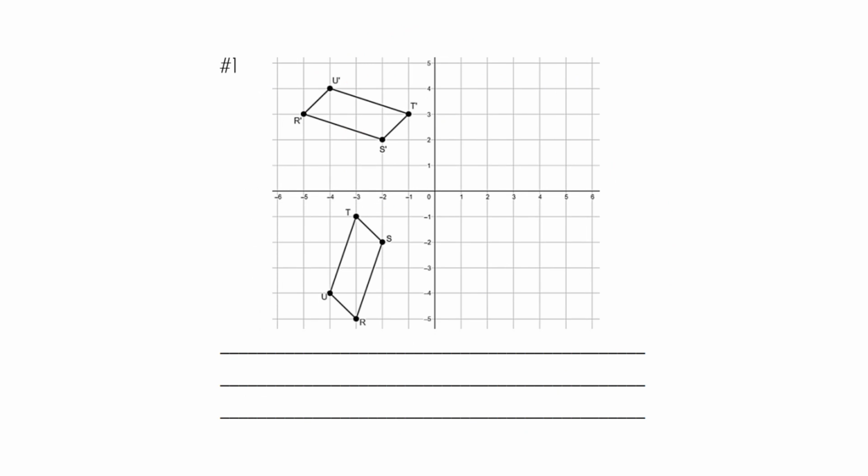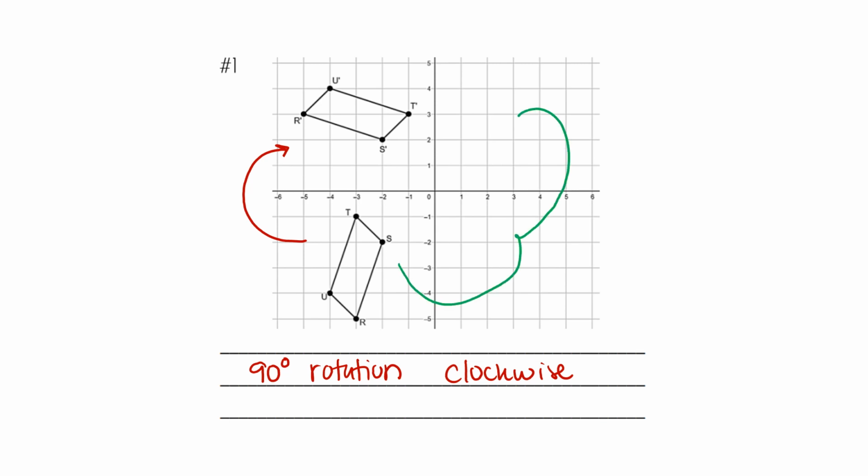For number 1, we want to identify how many degrees the shape has been turned and in what direction. So starting with the original shape, which is on the bottom, and going to the top shape, we can say that it goes 1 time, which would be a 90-degree rotation, and then that direction would be clockwise. However, you could also go the other direction and count 1, 2, 3 sections, which would represent a 270-degree rotation counterclockwise.